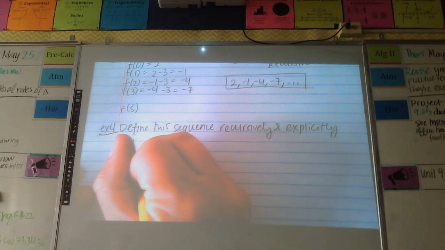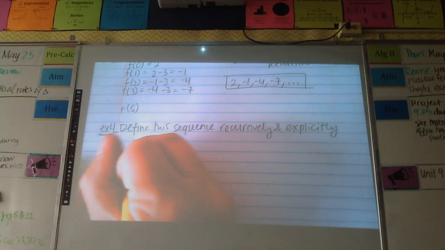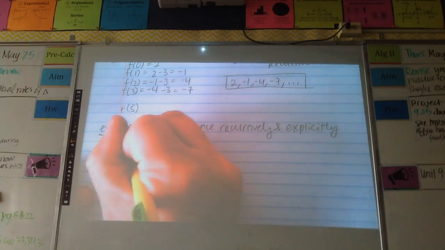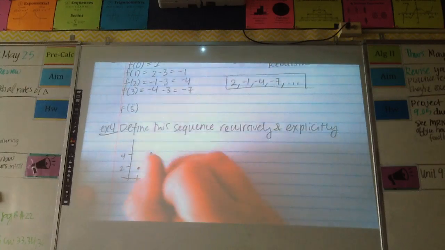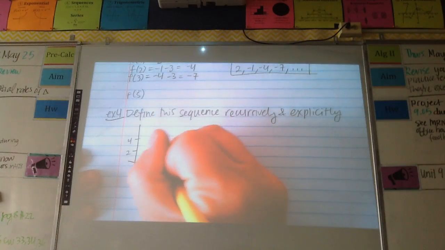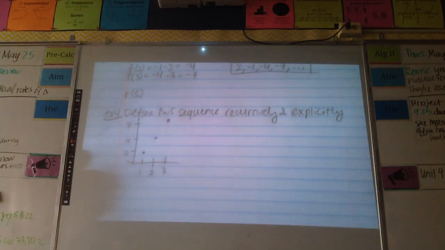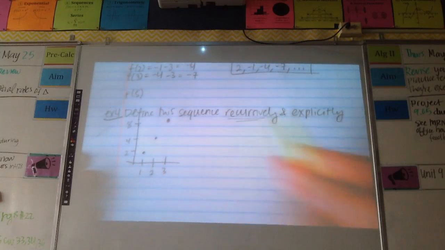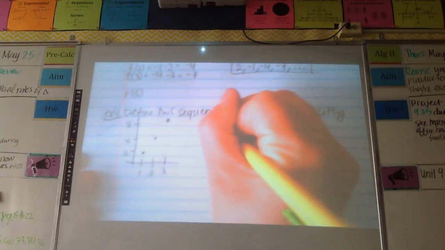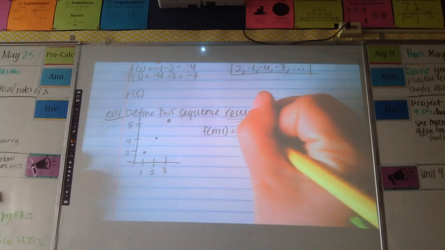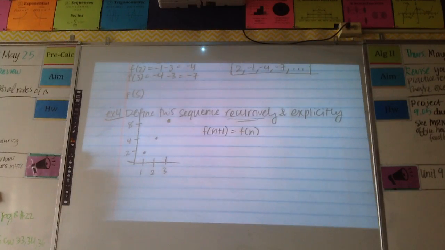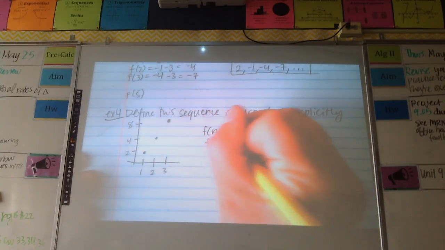The first coordinate pair is 1, 2. The next is 2, 4. The next term is 3, 8. Run out of room. And so on. Okay. To define it recursively, that means in order to know the next term, you're doing something to the previous term. And you gotta say what your initial term is so you know where to get started.